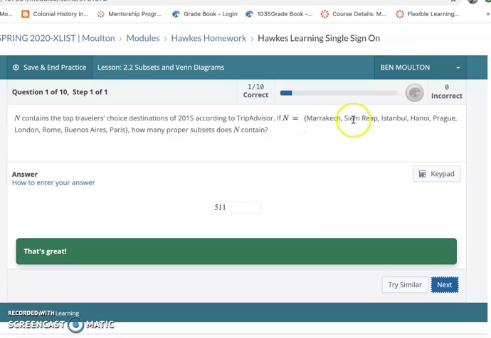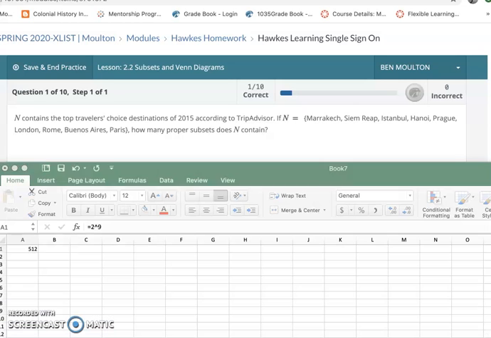Well, let's count them. 1, 2, 3, 4, 5, 6, 7, 8, 9. The answer is not 9. All right, let's just make sure we're clear on that. By the way, I think this is a test question on the midterm, but don't quote me on that.